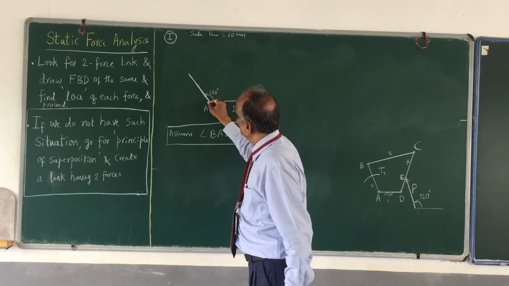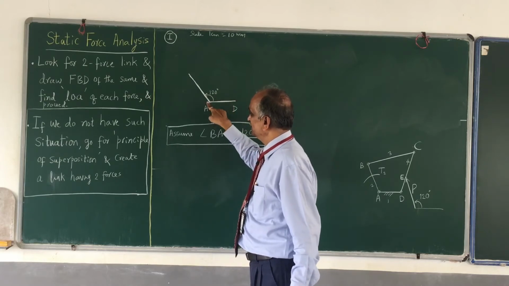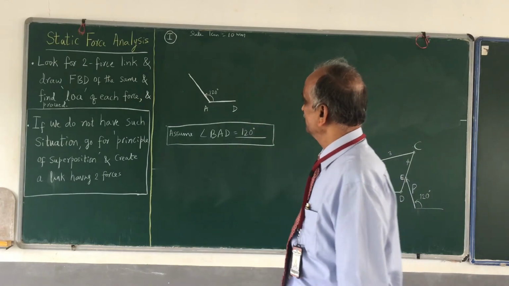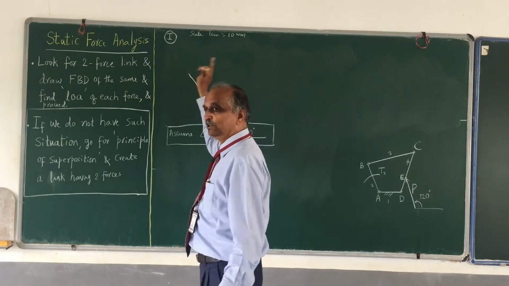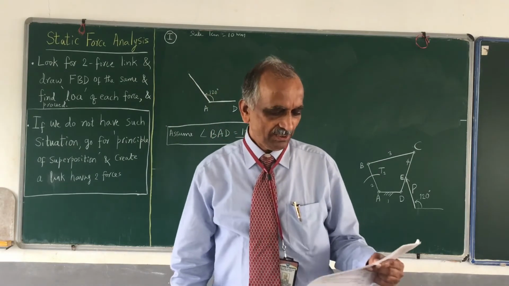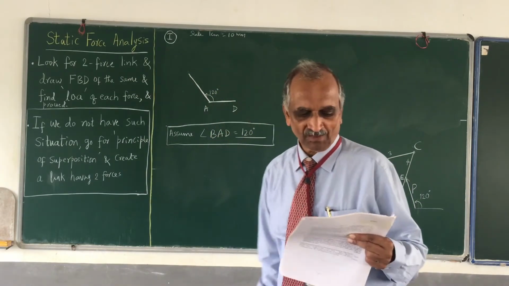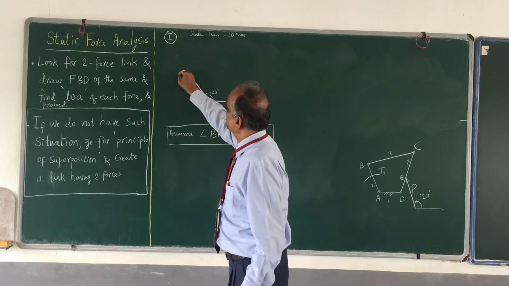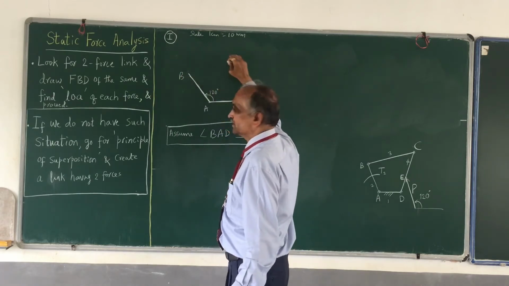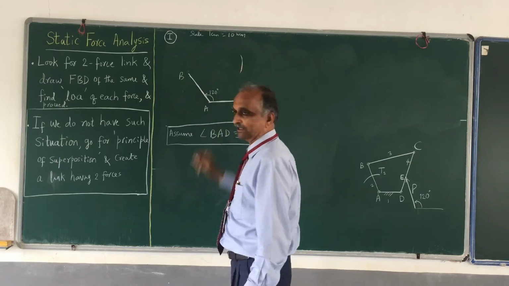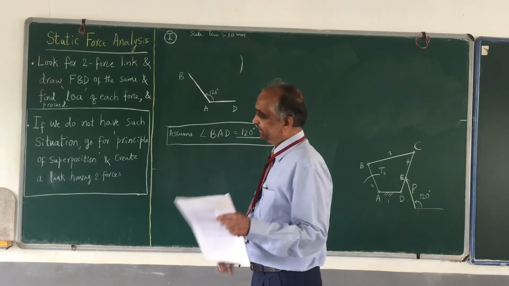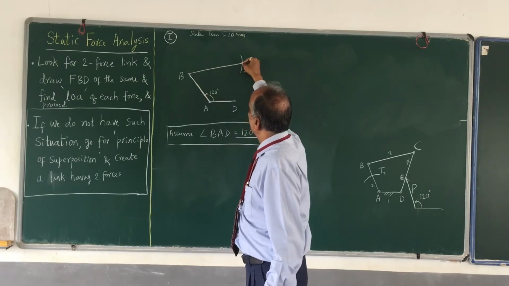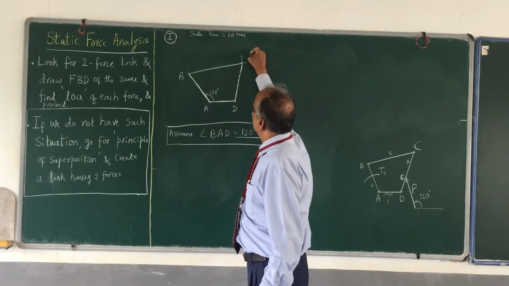The diagram I am drawing is not really to scale. Please remember, it is only demonstrative, an indicative diagram. When you draw the exact diagram, you will come to know the shape. There may be a slight change in the shape. And then BC is 60. With B as center and 60 mm as radius, you draw an arc, something like this. And CD is 50. With D as center and 50 as radius, you draw an arc, and this intersection point is C.